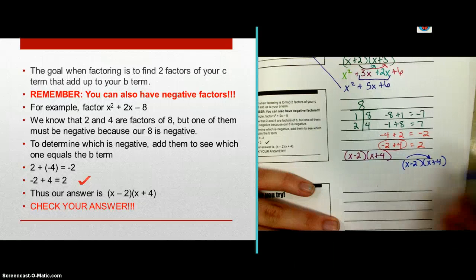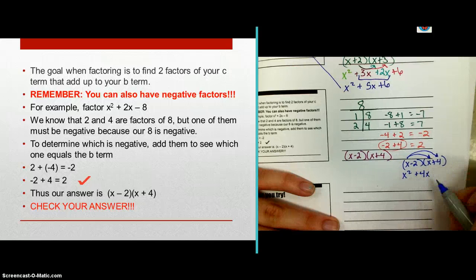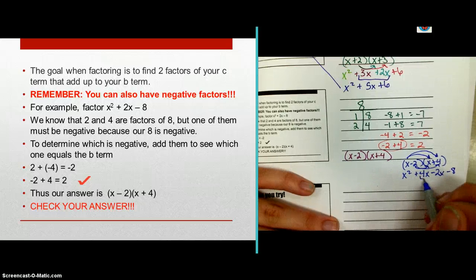X times x gives me x squared. X times 4 gives me 4x. Negative 2 times x, remember that negative is there. Negative 2 times x gives me negative 2x. And negative 2 times 4 gives me negative 8. Once I combine my like terms, I get x squared plus 2x minus 8.